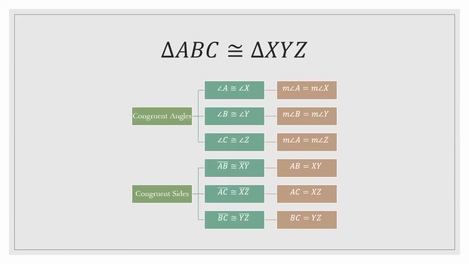So we say that the measure of angle A is equal to the measure of angle X, the measure of angle B is equal to the measure of angle Y, and the measure of angle C is equal to the measure of angle Z. Then we have AB congruent to XY, so the measures of the sides are just the same. AC is equal to XZ, and BC is equal to YZ. So let's have one more example.